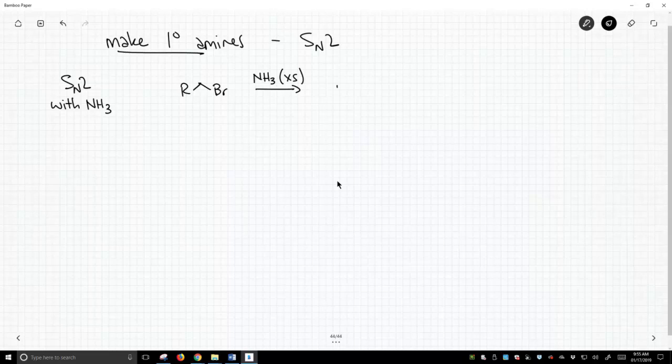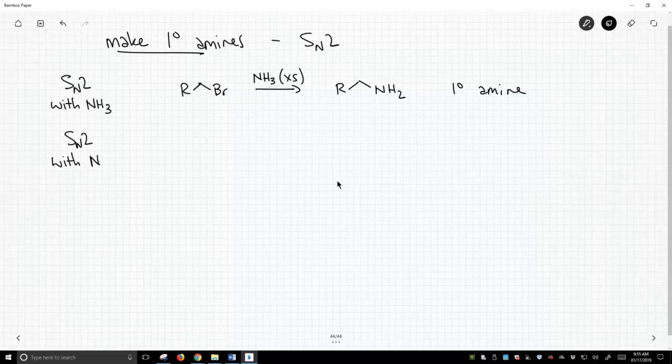This ammonia will attack, kick out the bromide. We have to do a little proton cleanup at the end. We have to remove the extra hydrogen off the nitrogen. We'll do that at the end of the reaction. But this very directly and easily gives us a primary amine. Okay, that's the first method.